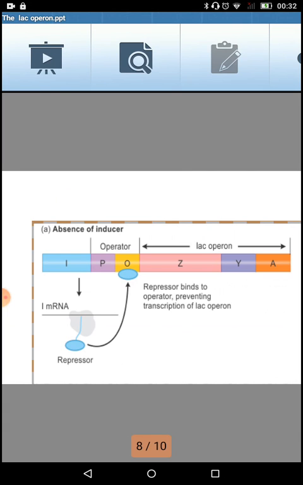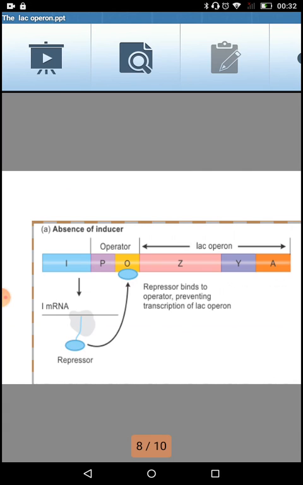I is the zone which is going to be called the regulatory gene, and this I will help in synthesizing a messenger RNA, which will ultimately go for the formation of a repressor, which is also seen in the slide. This repressor is a type of protein. Next to the I, there is P. P is the promoter zone where the RNA polymerase is going to join, and it will help in the transcription.